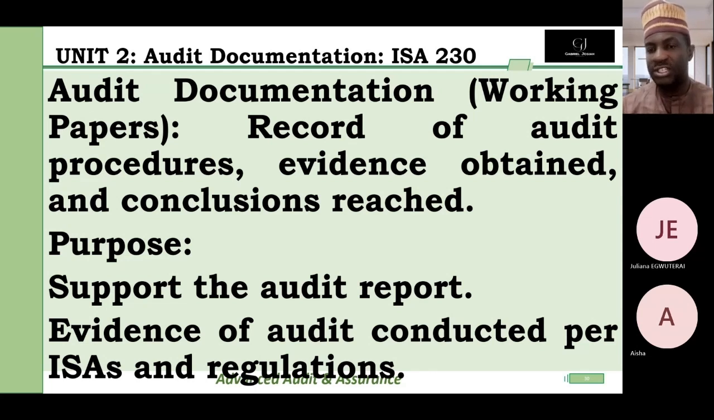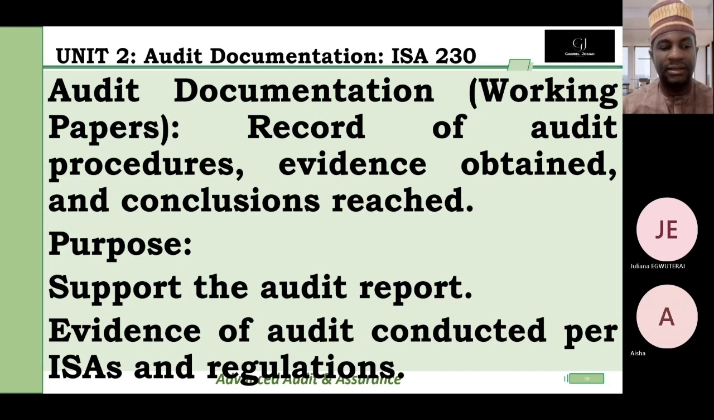So when you hear working papers, you think it's just hard copy A4 paper, or no? Working papers could include PDF documents, Excel, PowerPoint, Word documents. In fact, now that auditing has been digitized, all the sufficient evidence you have is electronic. So working papers could be hard copy, it could be soft copy. Mostly these days, it's soft copies we have. The purpose is to support the audit report, exactly.